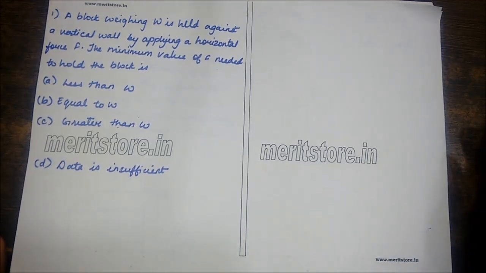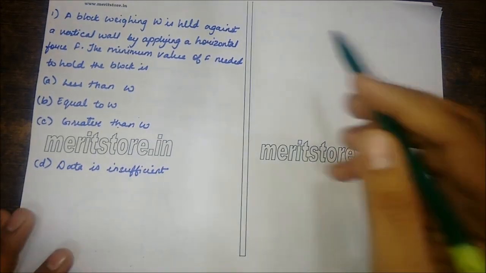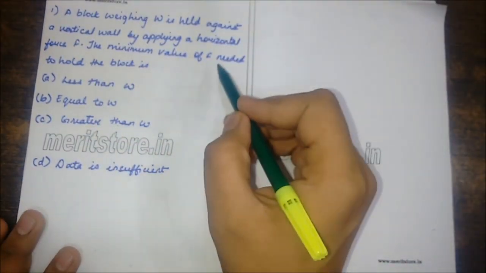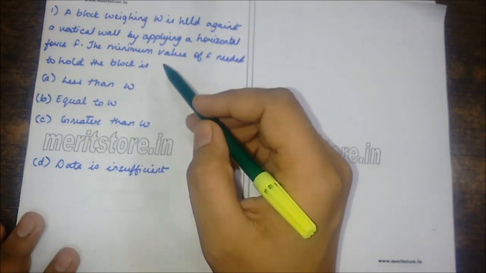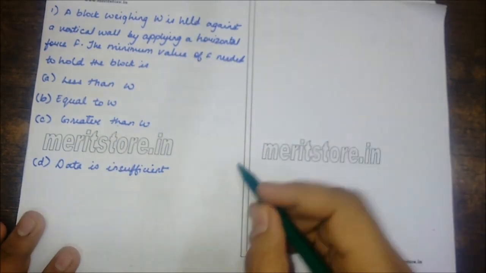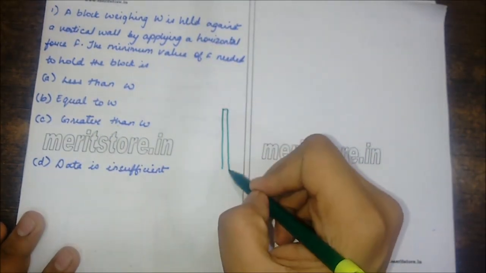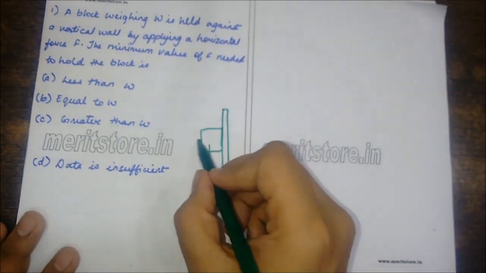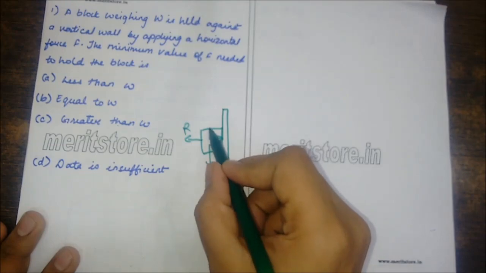A block weighing W is held against a vertical wall by applying a horizontal force F. The minimum value of F needed to hold the block is. Now to solve this question, we know this is the block, force acting.